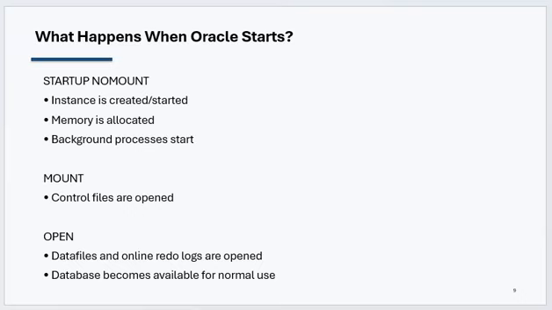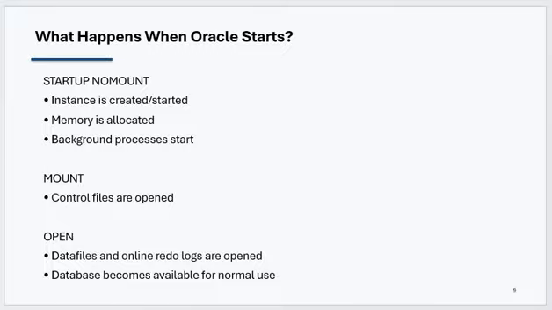What happens when Oracle starts? Now let's understand something very important. What happens when Oracle starts? Oracle startup has three major stages: nomount, mount, and open. During nomount, Oracle starts the instance, memory structures are created, and Oracle background processes are started. At this point, the instance exists, but Oracle has not yet opened the database.